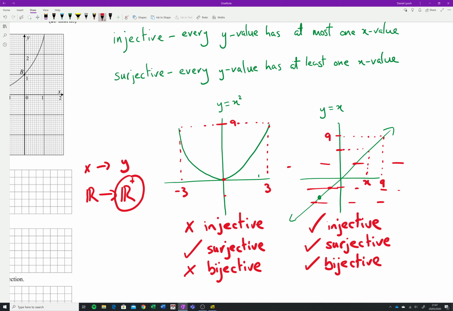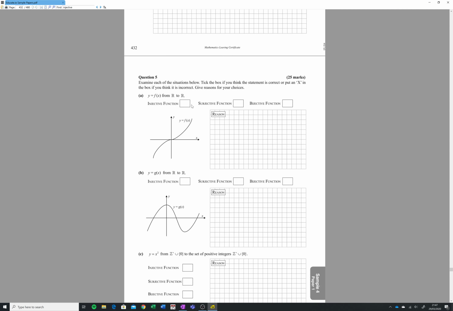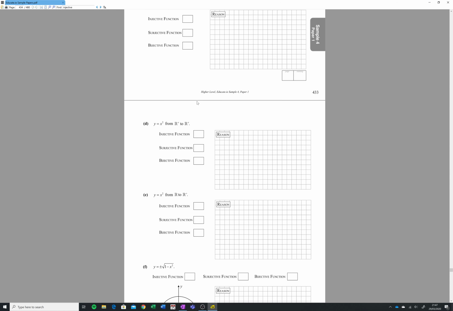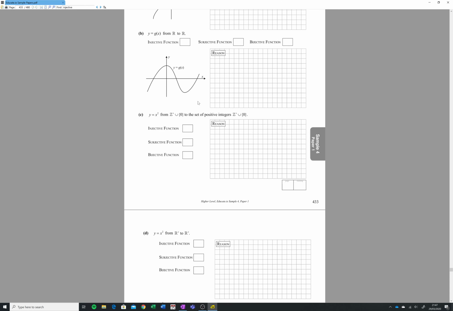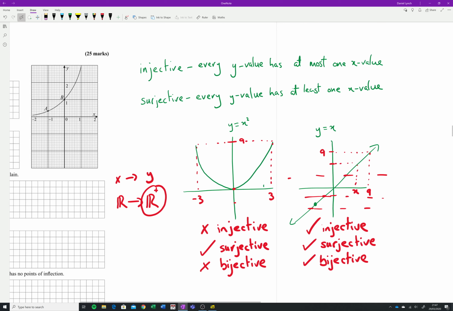And there's a particularly good question. It's again from the Educate papers. It's their sample 4, paper 1, and I think I have it here for you. Yes, it's question 5. That's something that I want you to do here. It's a good one to do. They've got a few different things here. Sometimes they draw them, sometimes they don't. They want you to just tick whether you are dealing with an injective, surjective, or bijective function. That's one where I'll actually do a separate video just on that one particular question. I would take that as your homework, because that's a really important one to know.